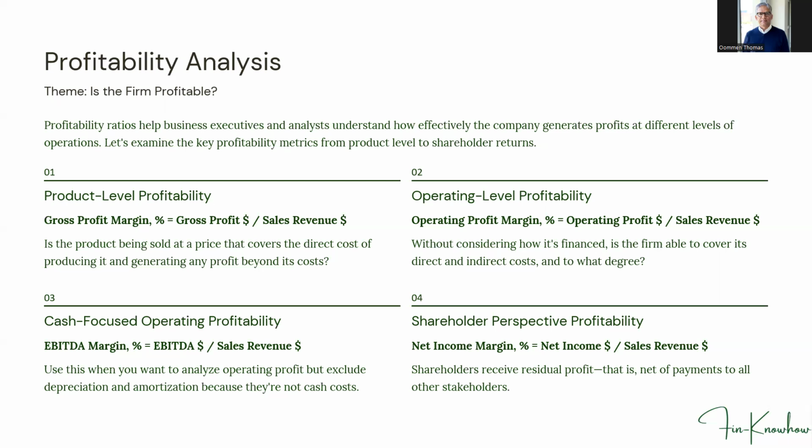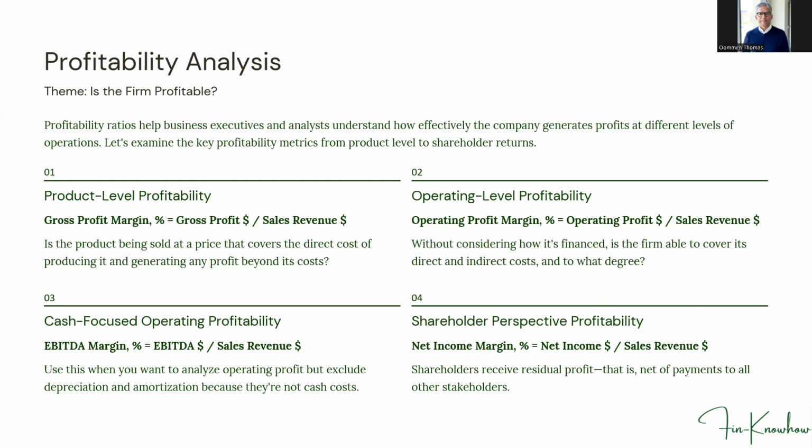Now, again, in the spirit of benchmarking it, we divide each of those measures of profit by sales revenue. So if you divide gross profit by sales revenue, you get a margin. You get a profitability measure called gross profit margin. It tells you whether the sales revenue from the sale of those goods is high enough to cover the direct cost of producing it. And the higher the revenue relative to the direct cost, the higher the gross profit margin.